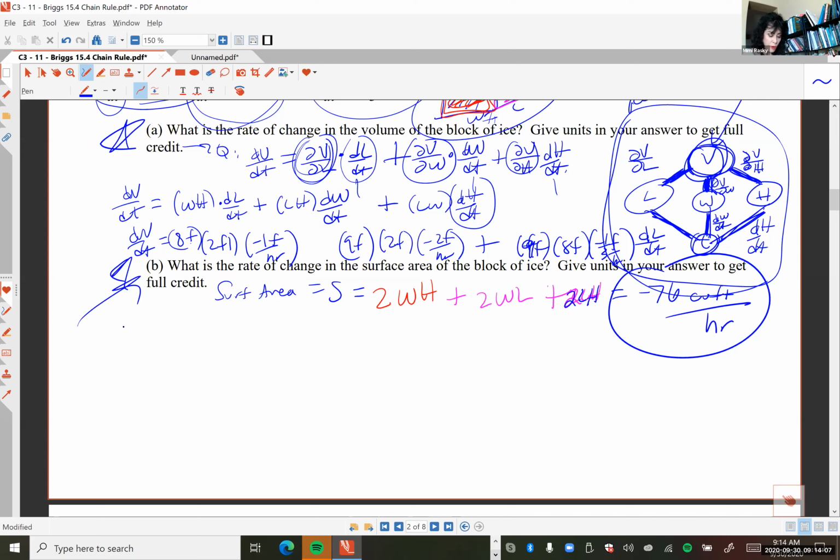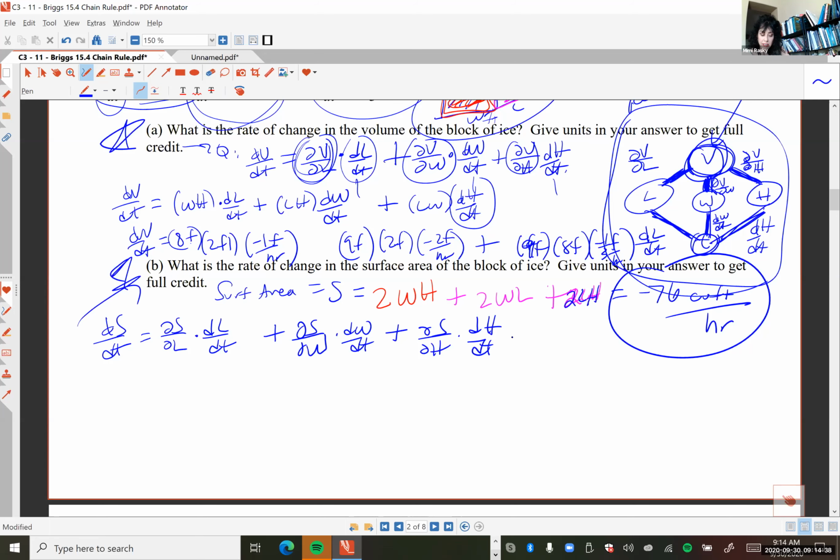Well, folks, if they want the rate of change of surface area with respect to time, we want dS/dt. So you're going to take the partial of S with respect to one of the variables, say L, and then multiply that by dL/dt, plus the partial of S with respect to W, multiplied by dW/dt, plus the partial of S with respect to the last variable, that would be H, times dH/dt. So there's your guy. So do we have to get all 6 derivatives?